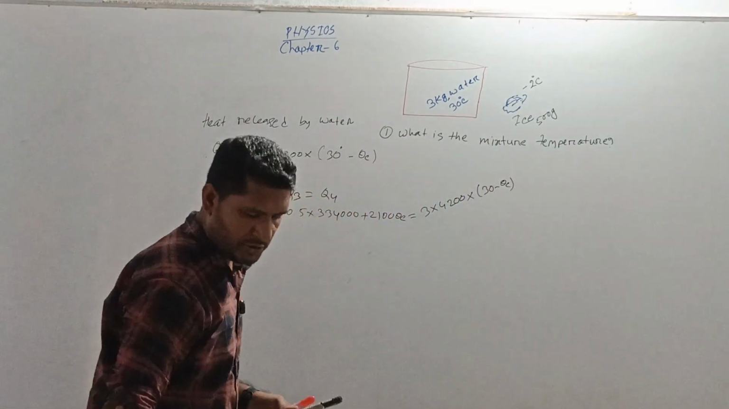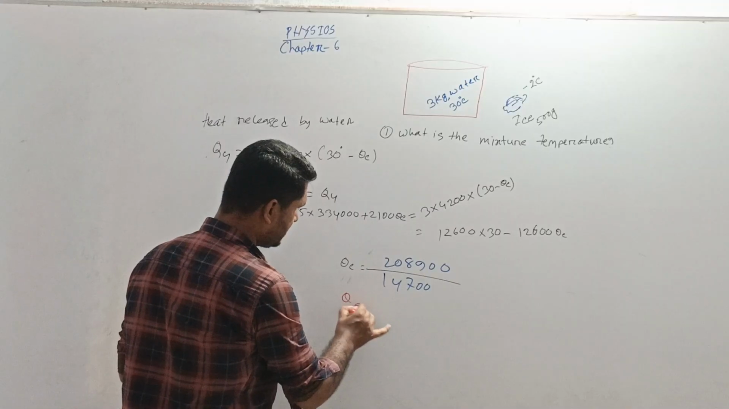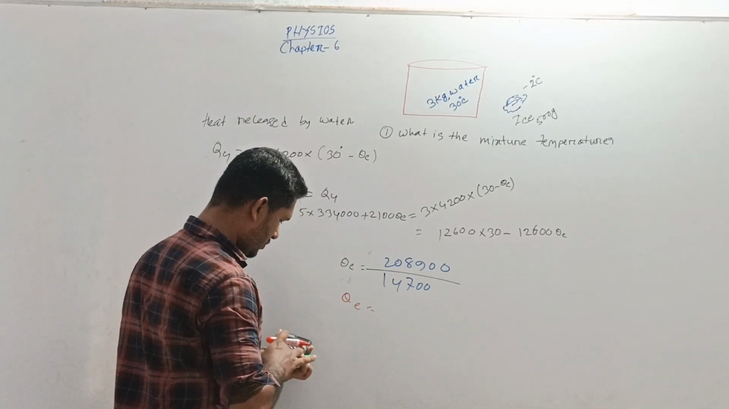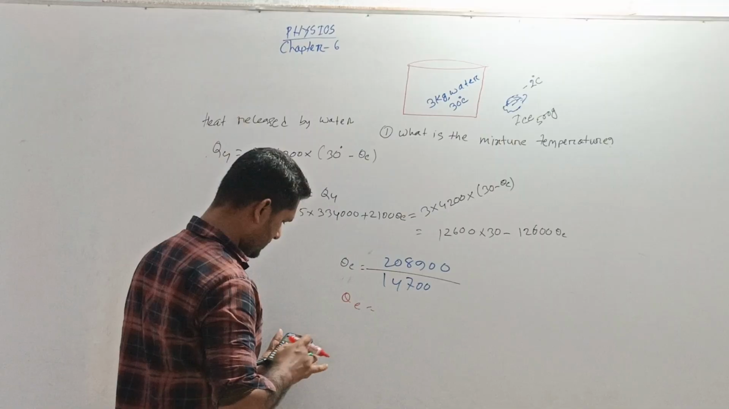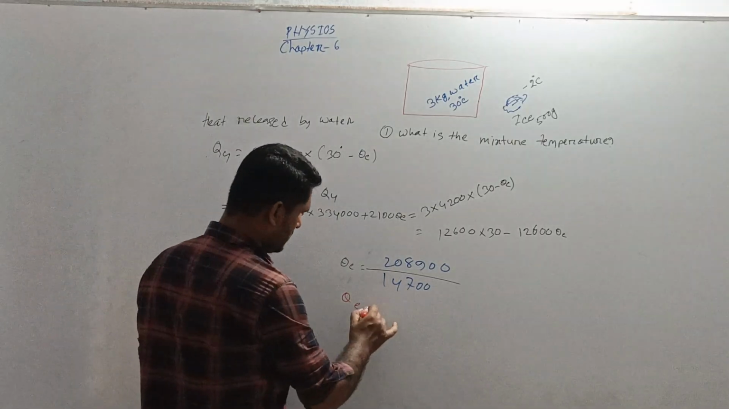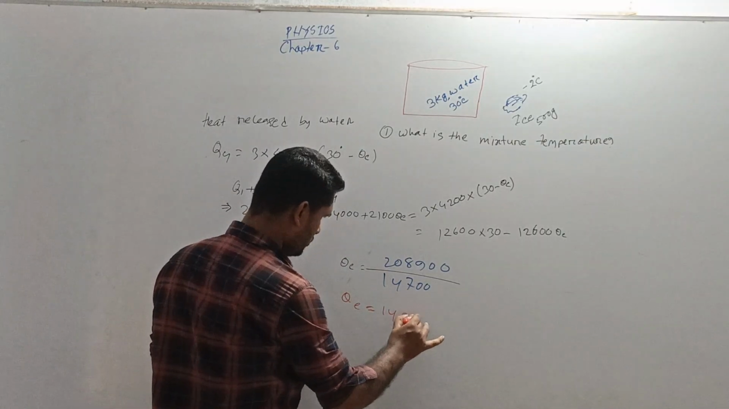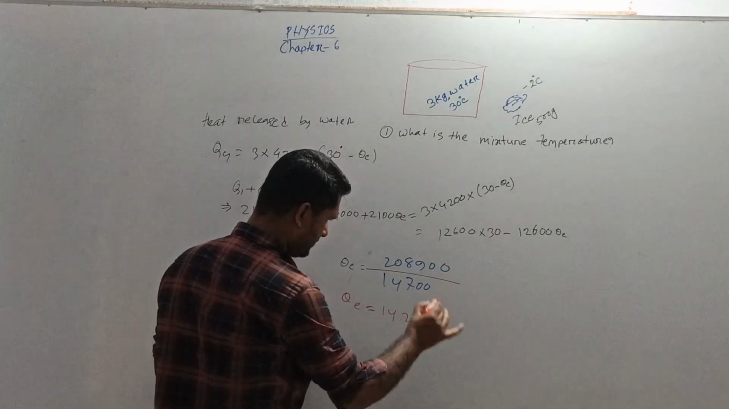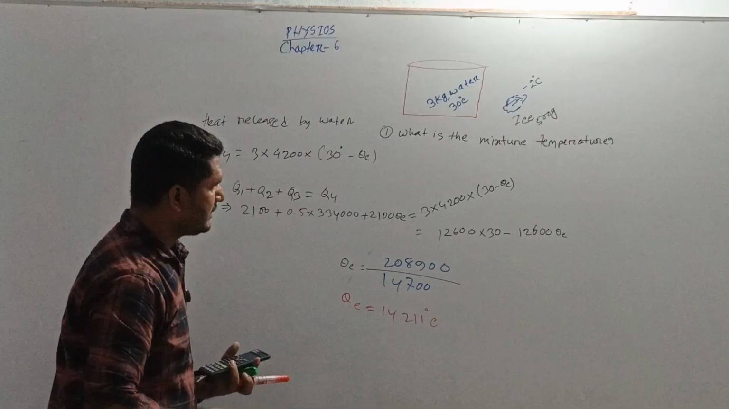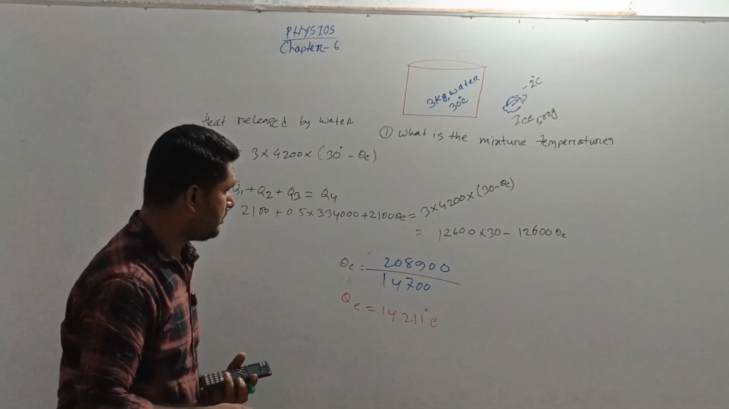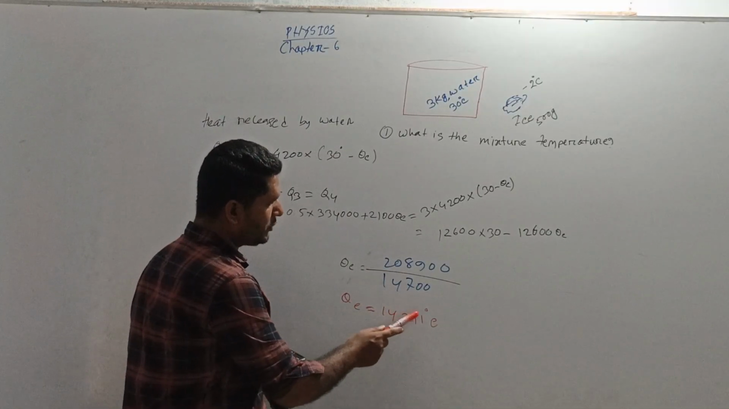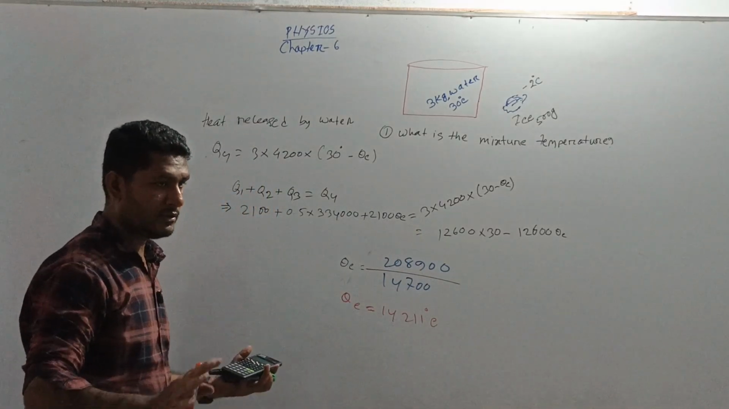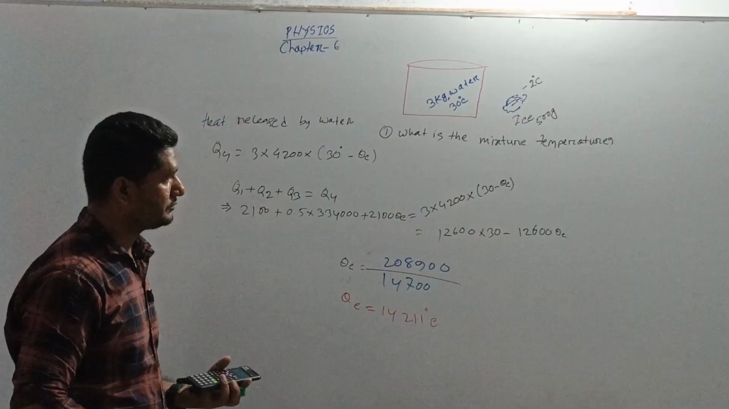Now calculate it. Theta C equals 208900 divided by the answer, which is 14.2111 degree Celsius. The temperature of the mixture will be 14.211 degree Celsius. Okay, and that's all.